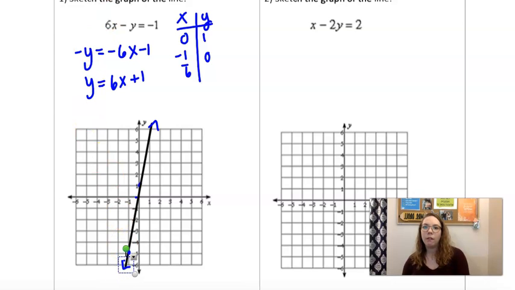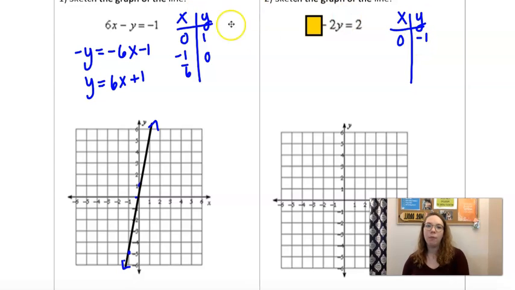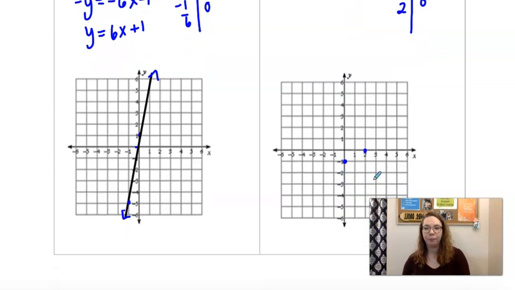All right, so I'm going to do the same thing where I find the intercepts, because I think that's easier than rearranging. So if x is 0, then y would end up being -1. If y is 0, then x is 2. And then I have my 2 intercepts to plot here. And there's my line.